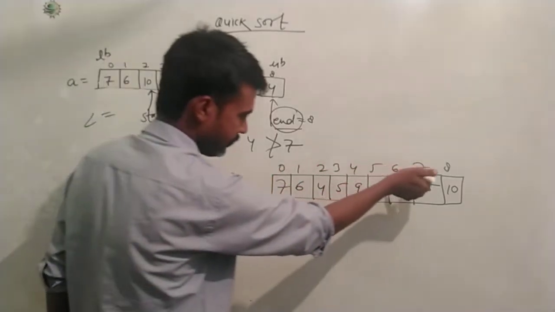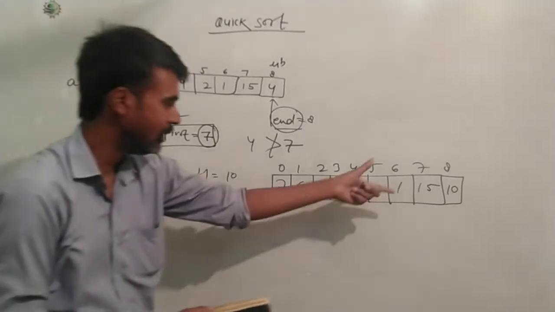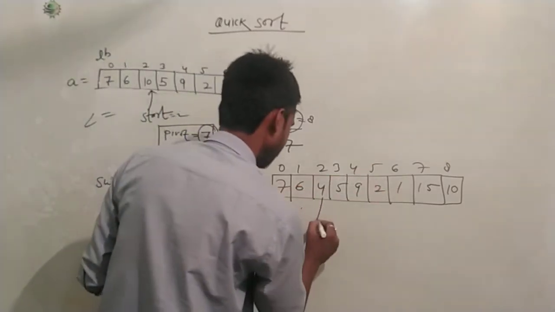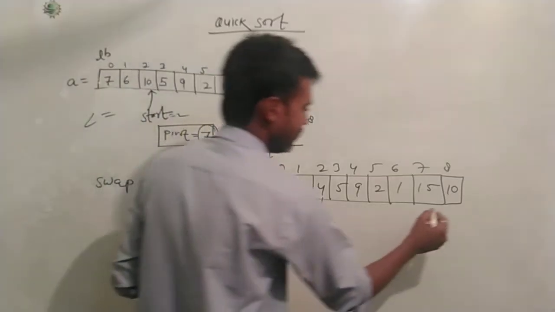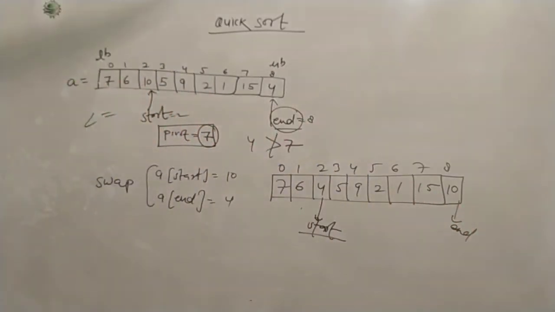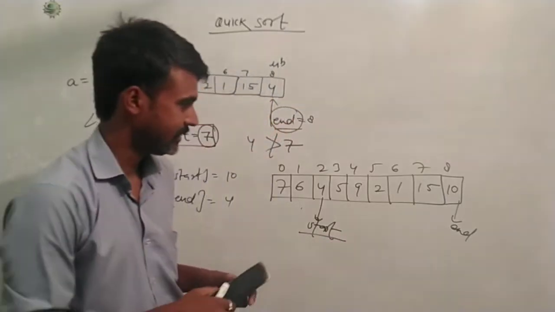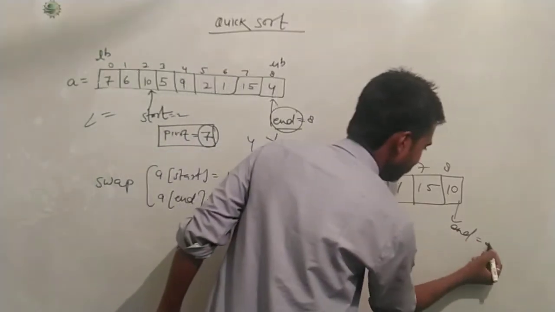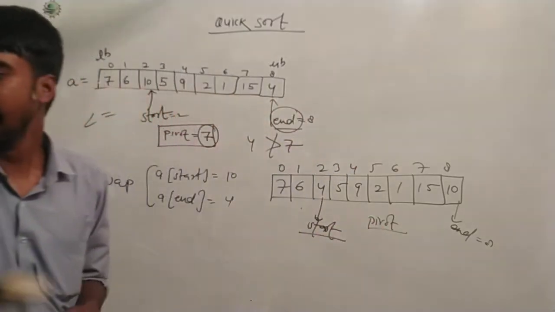Now what should we do? We have swapped these two values. Value of start is again start, and this is our end. So value of start is 2 and value of end is 8. Again, value of pivot element remains unchanged.